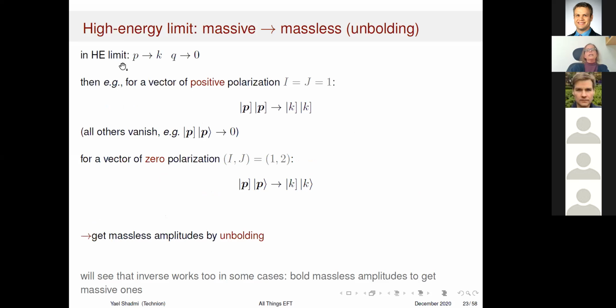So in the high energy limit, if we have a vector of positive polarization, so I and J are both 1, this combination reduces to KK, which is what we have for a massless vector, and everything else vanishes. Similarly, a vector of 0 polarization in the high energy limit goes to this combination, which has little group weight 0, and so looks like a scalar state. So you get the massless amplitude simply by unbolding these massive amplitudes. And as we'll see, in some cases, you can also do the inverse, namely start with massless amplitudes and bold them to get massive ones.